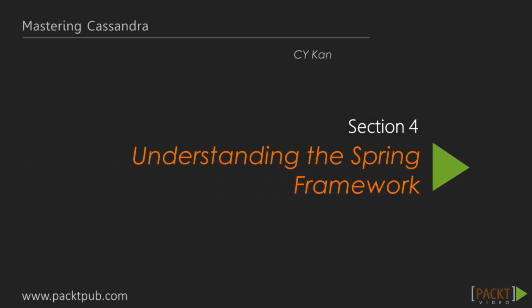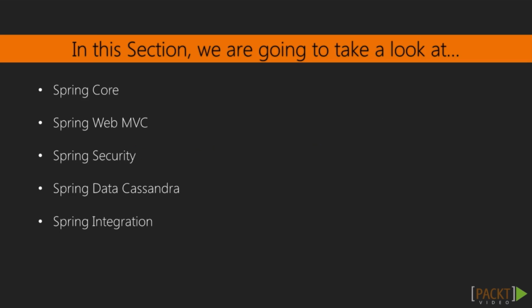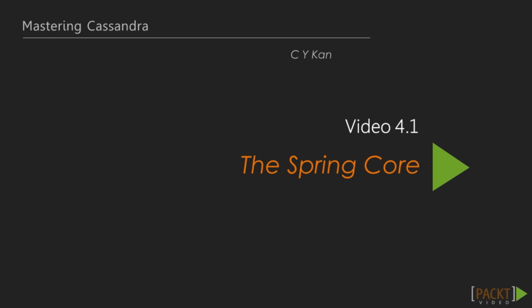Welcome to the 4th section of the Mastering Cassandra video course. In the last section, we made a high-level design of the application. In this section, we'll learn about the core components of the popular Spring Framework. We're going to start from the Spring Core Framework and understand what dependency injection is about. Then we'll get familiar with Spring Web MVC and the closely related Spring Security frameworks. Then we'll tap into the basics of Spring Data Cassandra, which lets Java very easily access a Cassandra database. Finally, we'll talk about Spring integration. First, let's take a look at the Spring Core Framework.